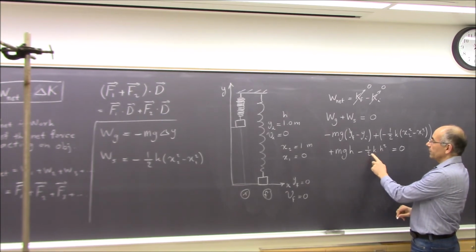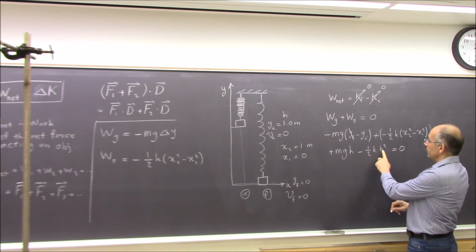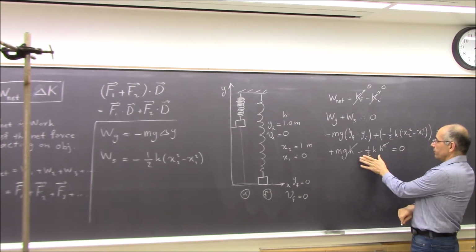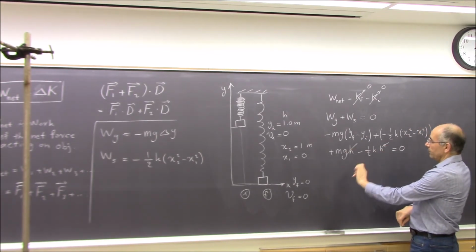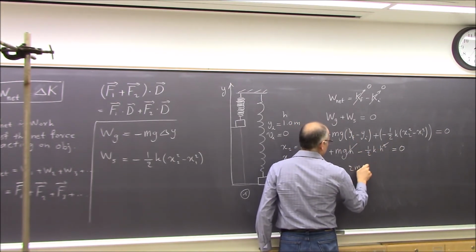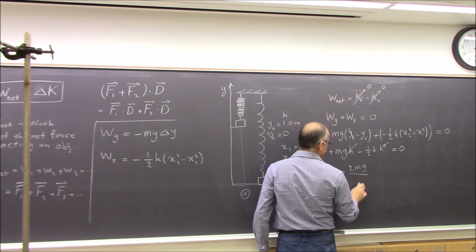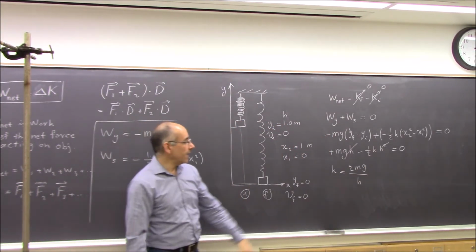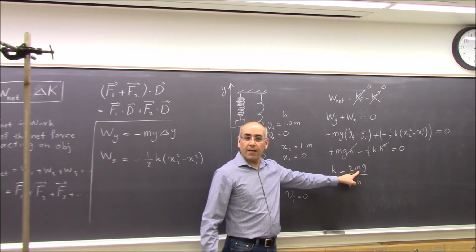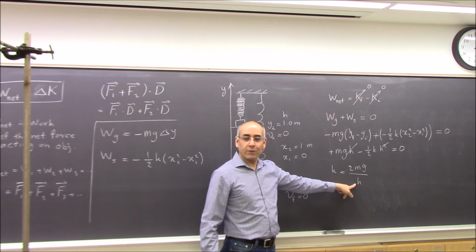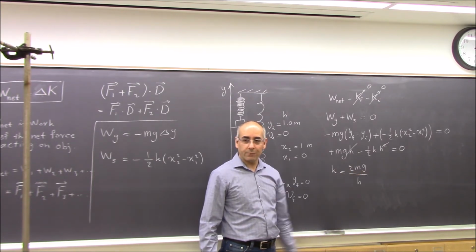h is 1 meter. If you solve for k, one of the h's cancels. You move this over, multiply by 2, divide by h. So k becomes 2mg over h. But h is 1 meter, and m is 1/2 kilogram. 1/2 kilogram times 2 is 1, divided by 1 is 1, times g. We get 9.8.